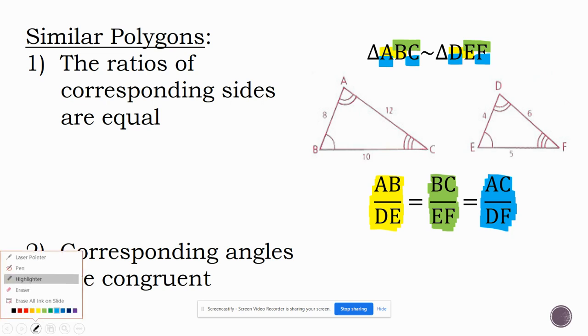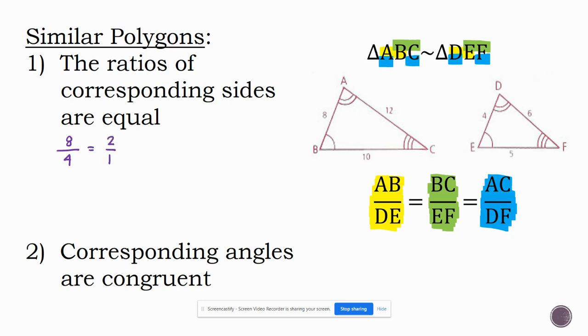So if I now use my numbers that I have in this diagram, let's show that these are truly then equal. AB is 8. I put that on the top. DE is 4. That goes on the bottom. I always want ratios reduced down to lowest terms. Well, 8 over 4 simplifies to 2 over 1. If I look at BC, that's a length of 10. Looking at EF, that's a length of 5. I can simplify this down. It simplifies down to 2 over 1.